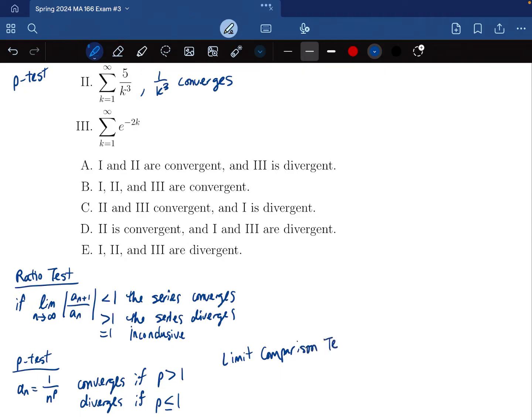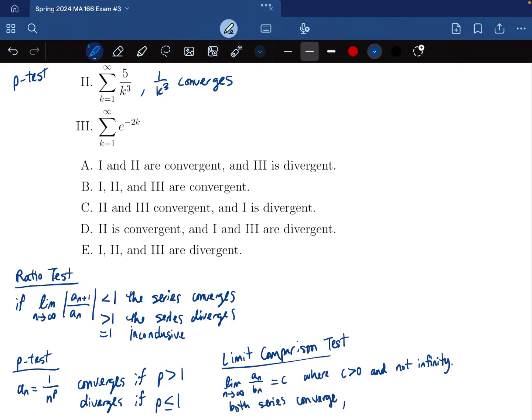So limit comparison test, which states that for a series an and bn, where the limit of an over bn equals c, where c is greater than 0 and not infinity, either both series converge, so either both an and bn converge, or both diverge.